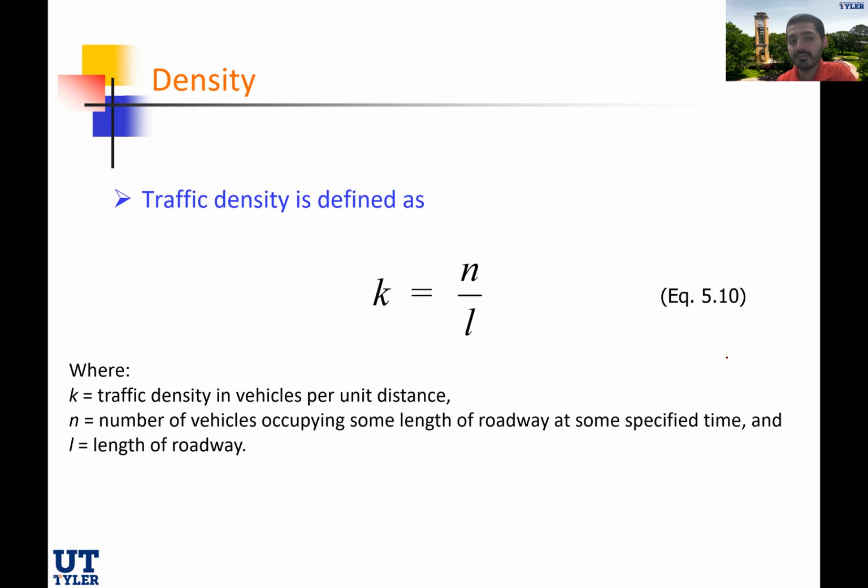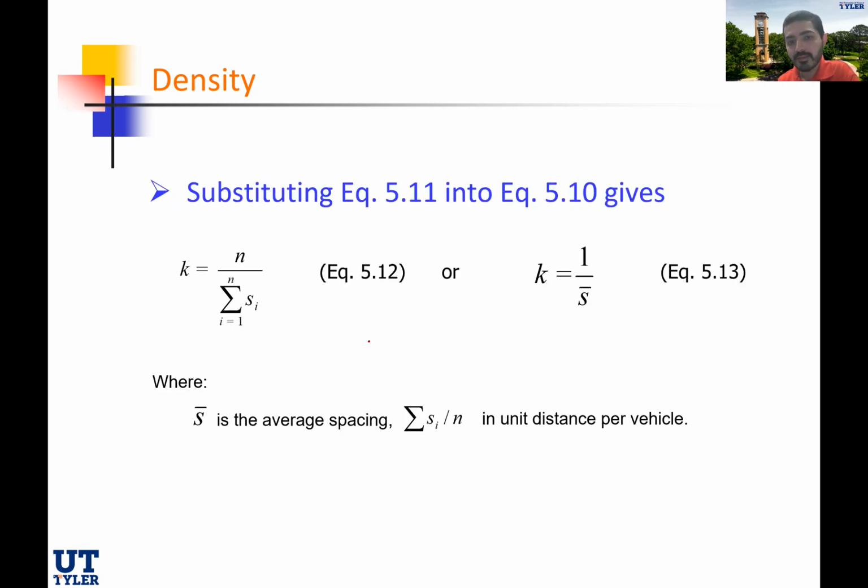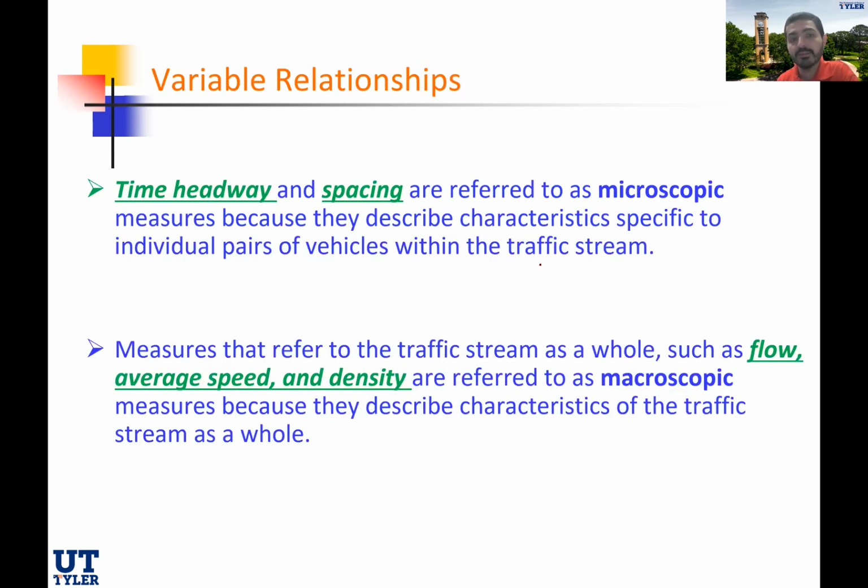Now we move to the density. This is the same thing. This is a very conceptual equation. Density is the number of vehicles over a certain length of a section. So that will need to be remembered. But the derivation of the equation all the way to the last equation, which is again that the density is the reciprocal of the average spacing, that will be provided to you.